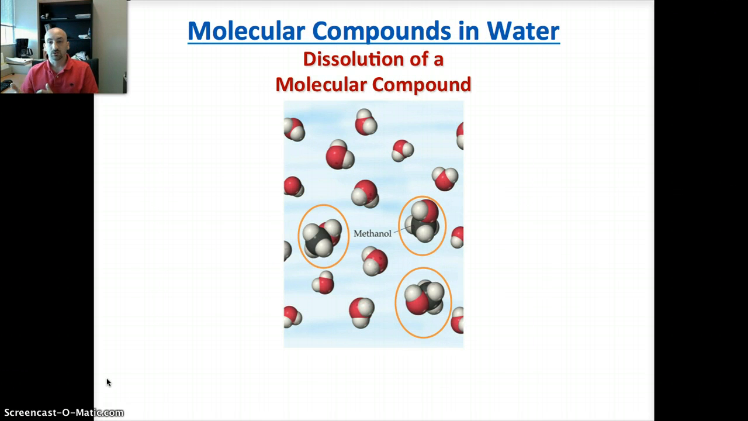Well, when a molecular compound dissolves in water, the solution contains intact molecules which are just dispersed throughout the solution. So here you can see methanol is just kind of dispersed throughout. They aren't really solvated by the water molecules. Only a few molecular substances have aqueous solutions that will contain ions, and we call these acids. Okay, we'll talk about these in the next video.